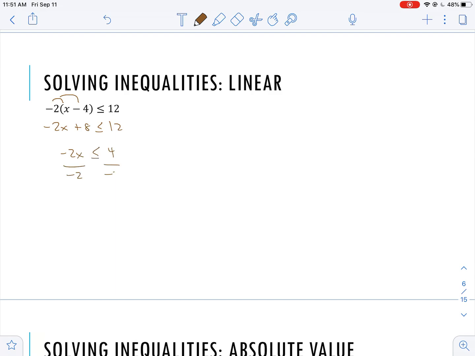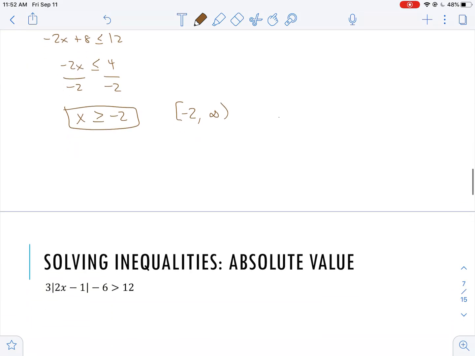And then remember, when you divide or multiply both sides of an inequality by a negative number, the inequality sign flips. So this would be x is greater than -2, or in interval notation, from -2 to infinity. Or if we had to graph it on a number line, it would be a closed circle on -2, and then it would shade to the right.